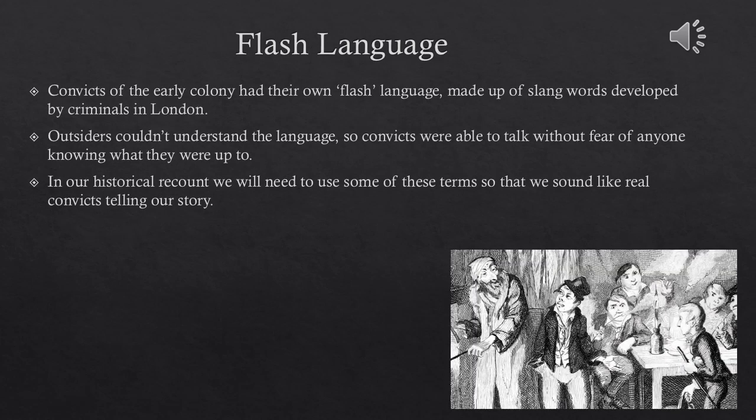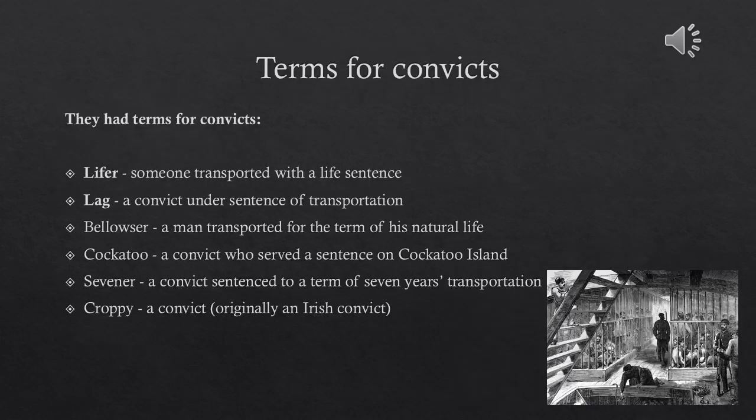So flash language was a made-up language where criminals could talk to each other without people who were listening in understanding it. Okay, on this slide you can see some things that they used to call convicts. So you might be a lifer, you might be a lag, you might be a bellowser, you might be a cockatoo. I think I'd like to be a cockatoo. You might be a sevener, or you might be a croppy.